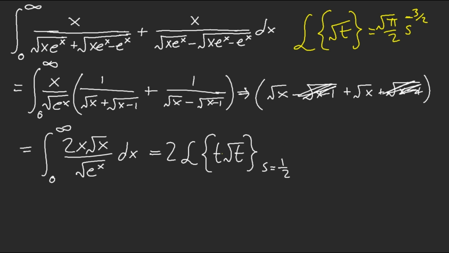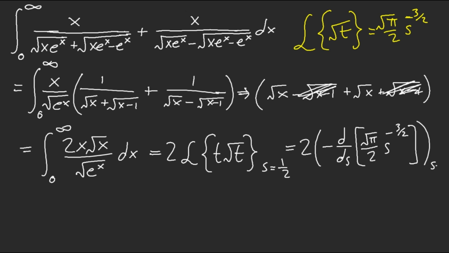What we can do is use the differentiation property, if you remember, t times the function, right? So this is equal to 2 times the derivative. Ooh, be very careful. I almost forgot. Be very careful. This is negative, right? When we're doing the differentiation property, it's negative. That negative comes from the negative st in the power from the Laplace transform formula. So negative d/ds. Okay. Don't forget the negative. That kills a lot of opponents. Root pi over 2, and then s to the -3/2, where s is equal to 1/2.